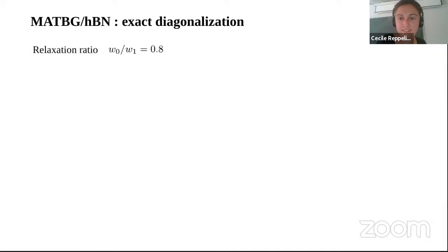Okay, let's see if we can see some results now. So I'm specifying the relaxation ratio. I believe it's been introduced in previous lectures by Oscar Wafek and by Andrei Bernevik last week, and maybe by others as well. So this is the ratio of interlayer tunneling from A to A for W0 and from A to B for W1. And we're going to consider a value of 0.8, which is what we typically think of as realistic.